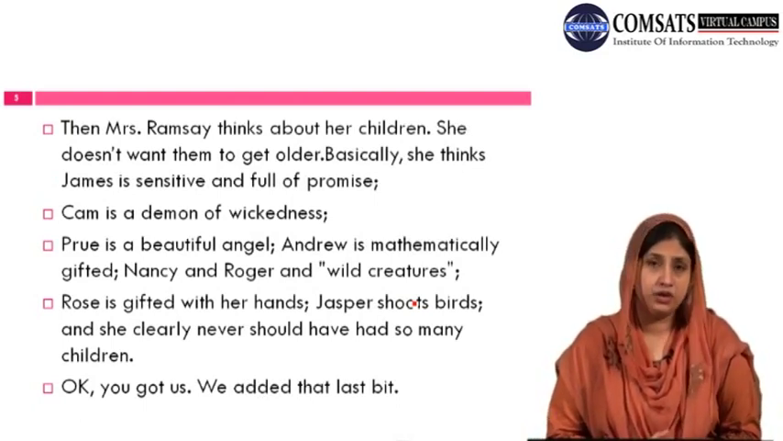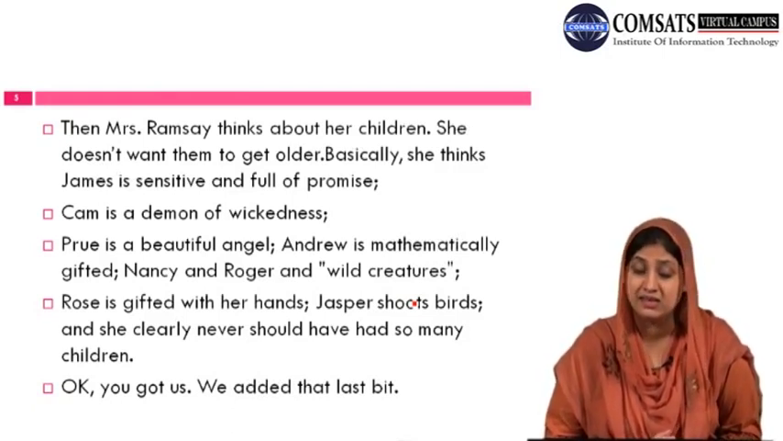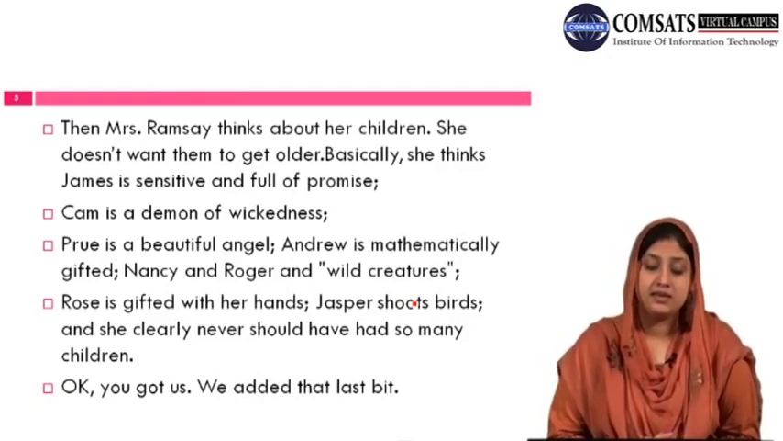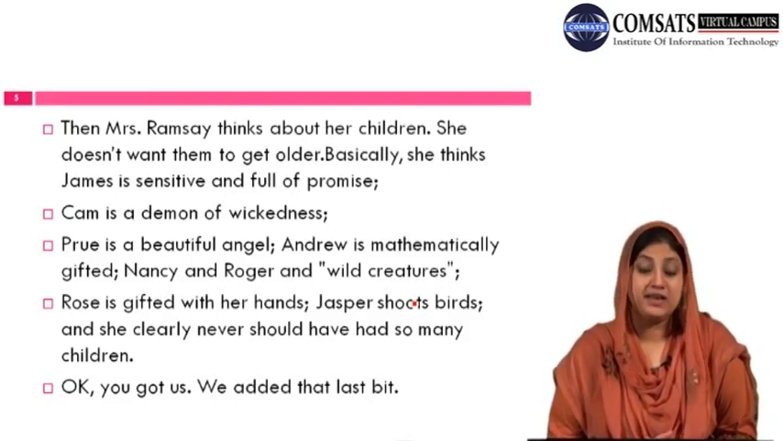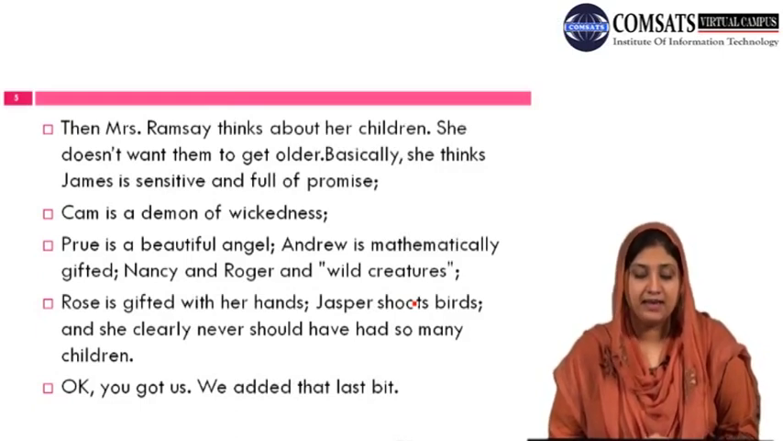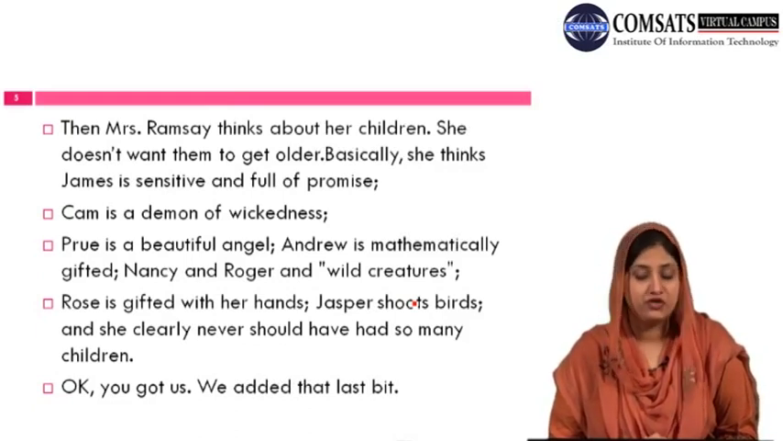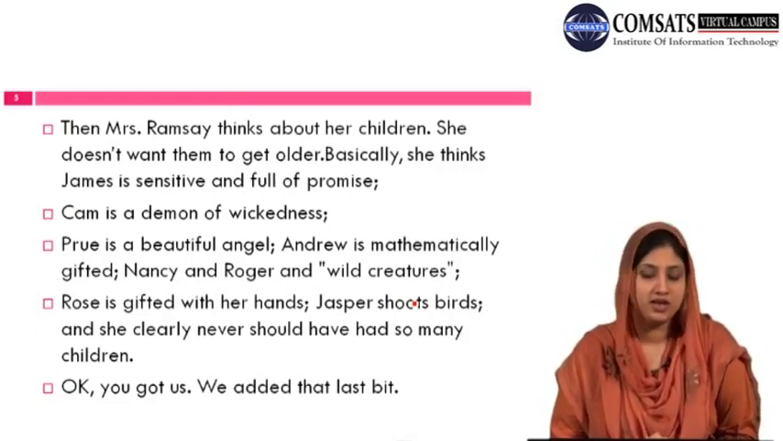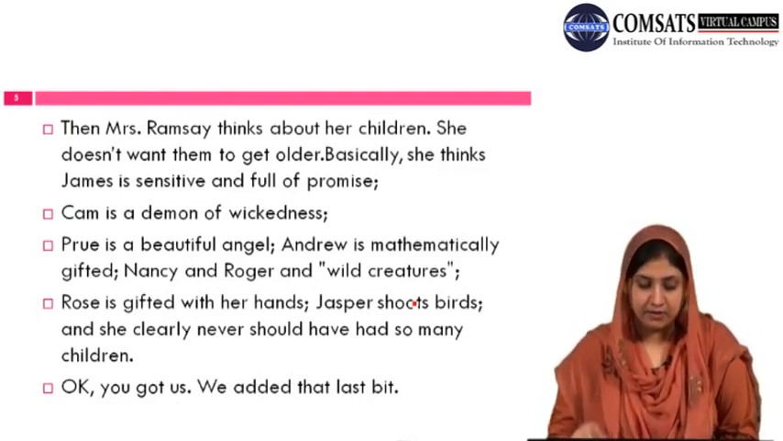Then Mrs. Ramsay thinks about her children. She doesn't want them to get older. Basically, she thinks James is sensitive and full of promise, and she thinks very highly of James. Cam is a demon of wickedness. Prue is a beautiful angel. Andrew is mathematically gifted. Nancy and Roger are wild creatures. And Rose is gifted with her hands. Jasper shoots birds. And she clearly never should have had so many children. Okay, you got us. We added that last bit.